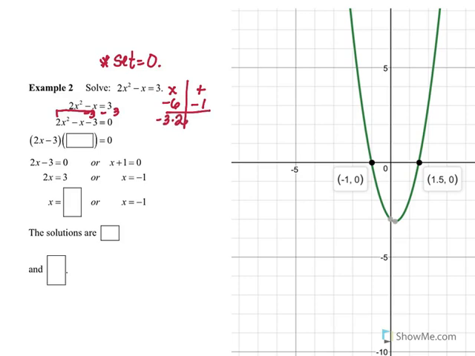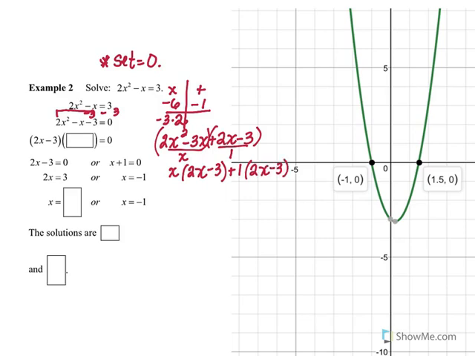-3 times 2 works, so I split my middle term into 2x squared minus 3x plus 2x minus 3. And I regroup. I see that my first set shares x in common and my second one shares just plain old 1. Now this is my way of factoring. If you have a different way, that's okay too. I see that they share 2x minus 3 as their common binomial, and the leftovers are x plus 1.